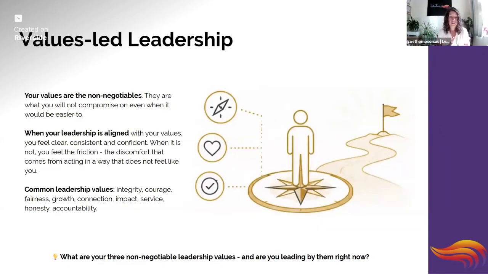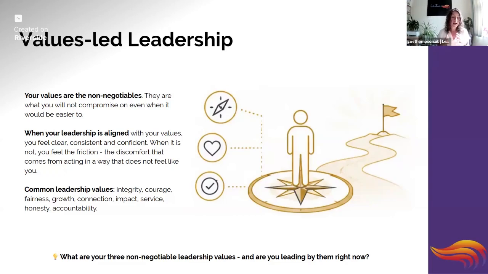We talk about intentional leadership as being values-led. Your values are the non-negotiables. Your values are the principles or standards that you live by. They're very personal to you. They would have been shaped from your early formative years right through to today. Your values are non-negotiable. They are what you will not compromise, even when it's incredibly difficult.